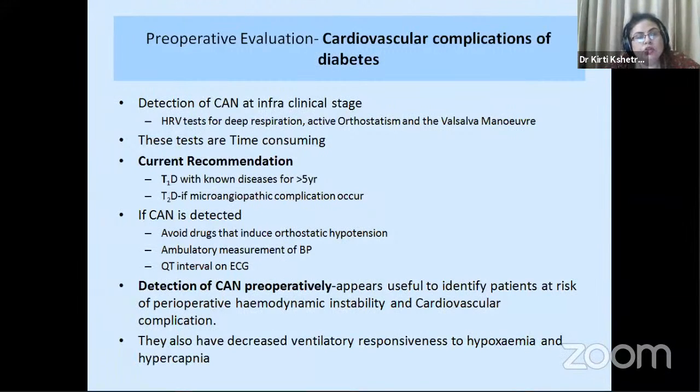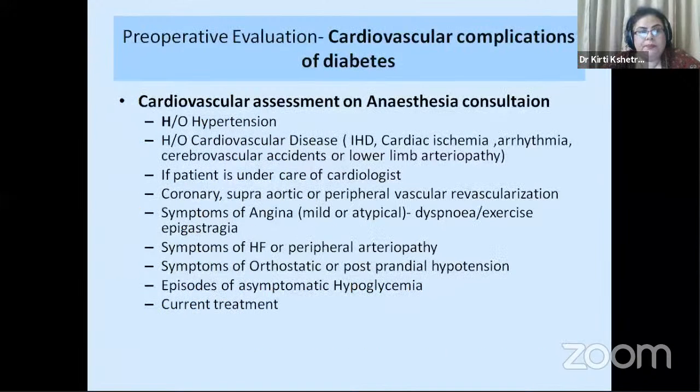Current recommendation to test for CAN is in type 2 diabetic patients with more than 5 years of disease, or type 2 diabetes patients if microangiopathic complications occur. So detection of CAN preoperatively appears useful to identify the patient at risk for perioperative hemodynamic instability and cardiovascular complications. They also have decreased ventilatory responsiveness to hypoxemia and hypercapnia.